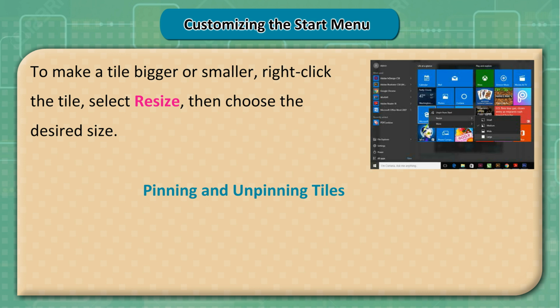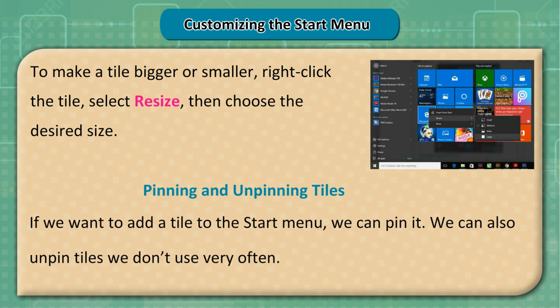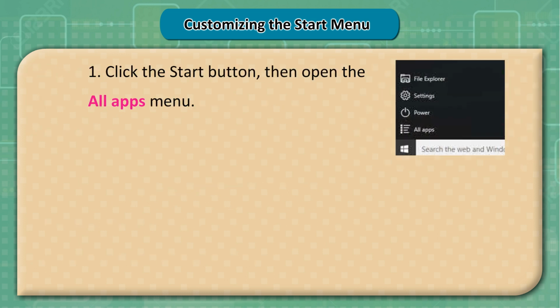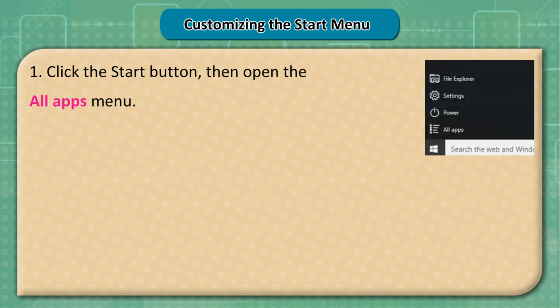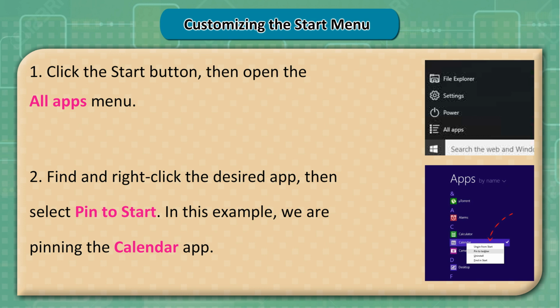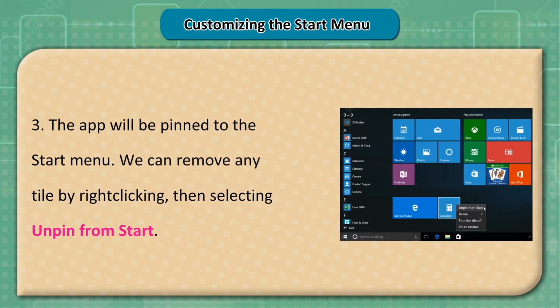Pinning and unpinning tiles. If we want to add a tile to the Start menu, we can pin it. We can also unpin tiles we don't use very often. 1. Click the Start button, then open the All Apps menu. 2. Find and right-click the desired app, then select Pin to Start. In this example, we are pinning the Calendar app. 3. The app will be pinned to the Start menu. We can remove any tile by right-clicking, then selecting Unpin from Start.